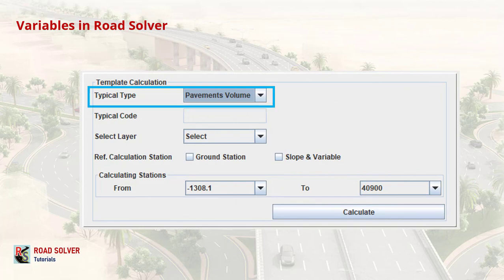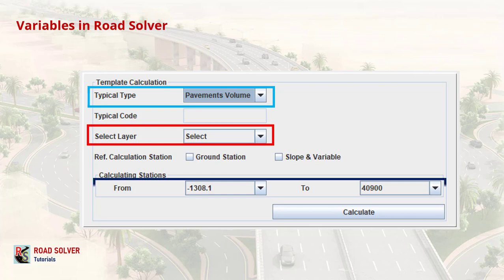Now this is the payment panel for the typical calculation. First, this is the typical type. Second, the layer, where you choose the different layers, such as bituminous wearing course, aggregate base course and subgrade. Finally, there is the calculation station from start to end. In this method you have to calculate each layer separately, not all together at one time. So you have to select each layer separately, then you can calculate it.